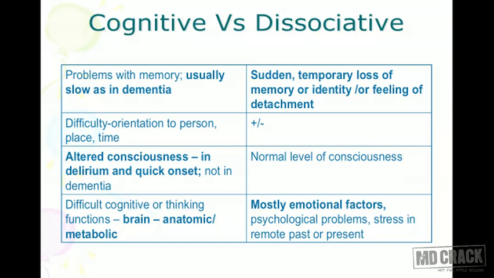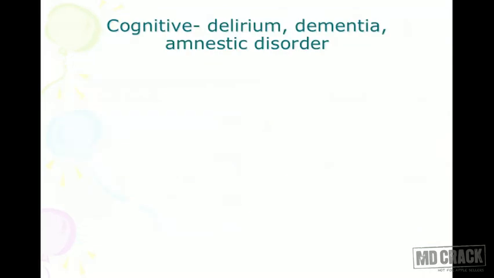In cognitive disorders, altered consciousness may be present, especially in delirium, and it might be quick in onset. This is not seen in dementia, normally in the earlier stages. Whereas in dissociative disorders, there is absolutely normal level of consciousness. In cognitive disorders, there is difficulty in cognitive or thinking function, and brain anatomic and metabolic causes are responsible. In dissociative disorders, mostly emotional factors and psychological problems are responsible, and stress in the remote past or present might be responsible for this.